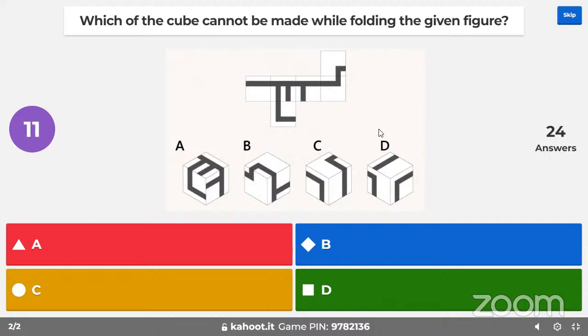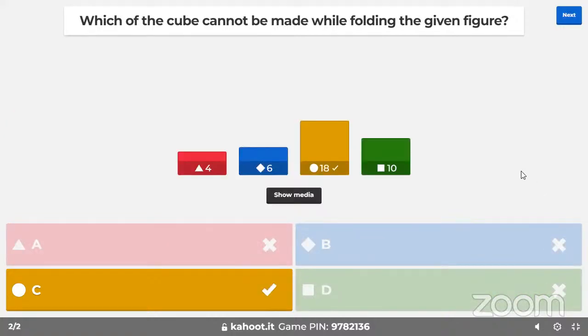For the second question, you can see the timer which is going on at the left side, and on the right side the number of participants who have answered. So this is how the platform works. Again, C is the correct answer. Eighteen among you have answered it correctly.